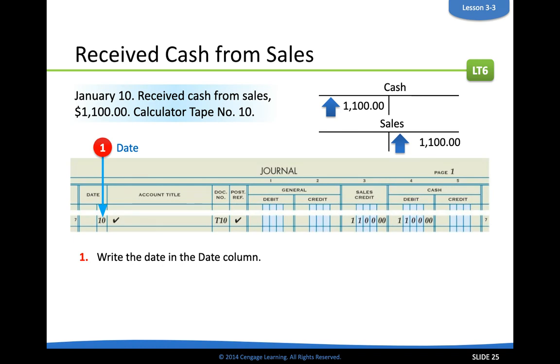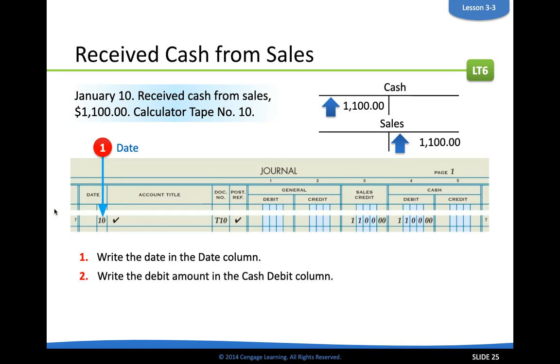Step one, we're going to write our date. Again, we've been working throughout this presentation in January, so we don't need to write January over here. We just need to write the actual date. And the first thing you'll notice here is that there are just some check marks, and that's something that we haven't seen yet. So let's go through what that is all about.